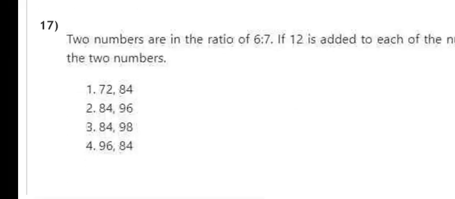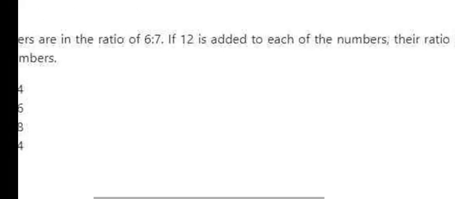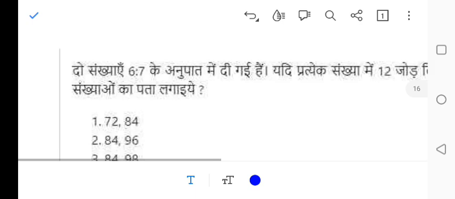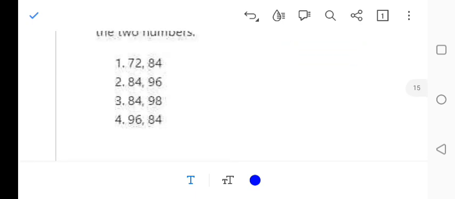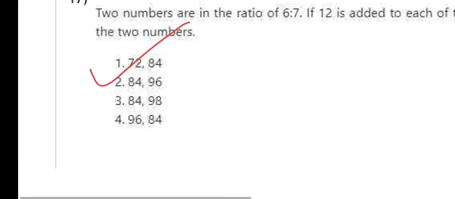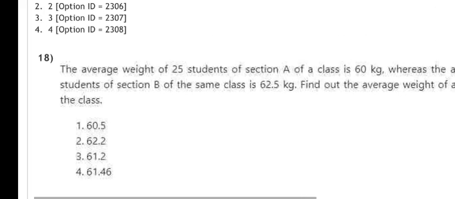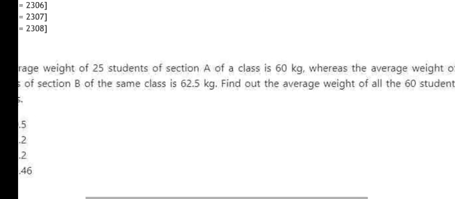Next, two numbers are in the ratio of 6:7. If 12 is added to each of the numbers, the ratio becomes 7:8. So find the two numbers. So these are the options for you: 72, 84; 84, 96; 96, 84; 98, 96. 72, 84 it will be correct for us. Wait, 74, 82. Sorry. Yes.